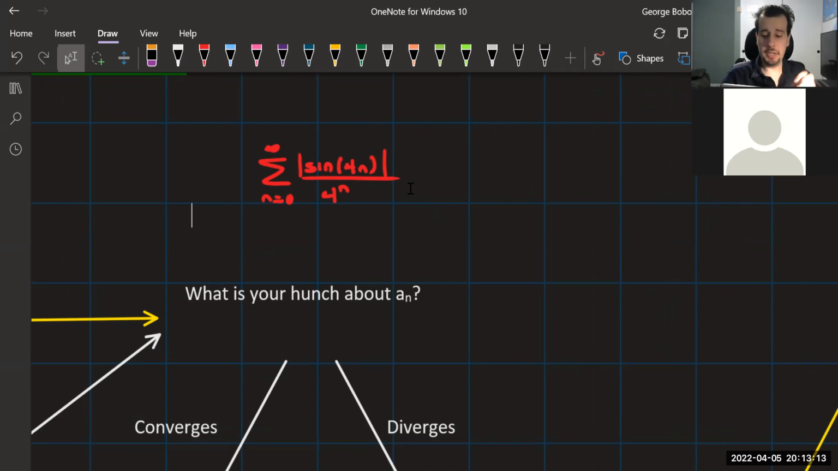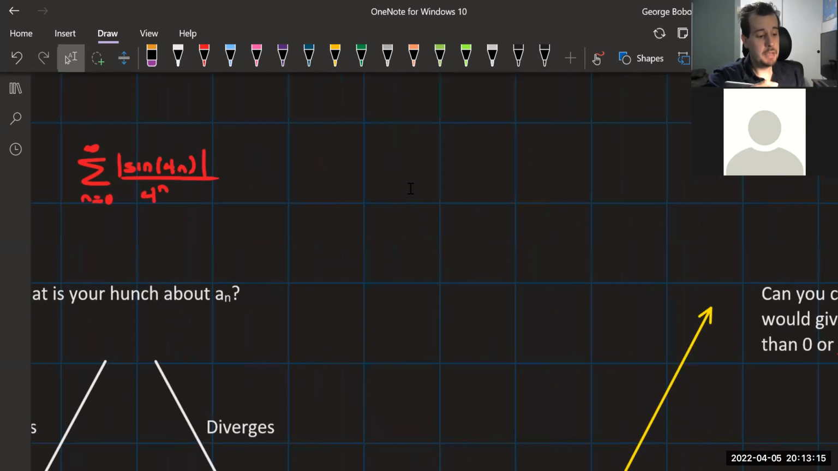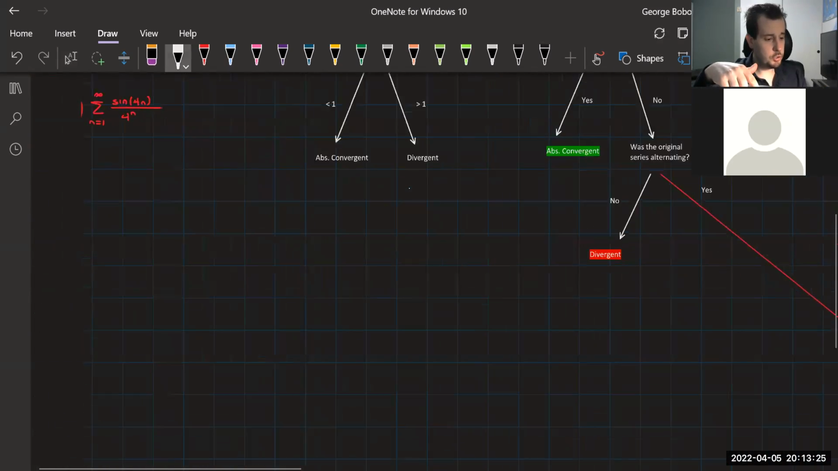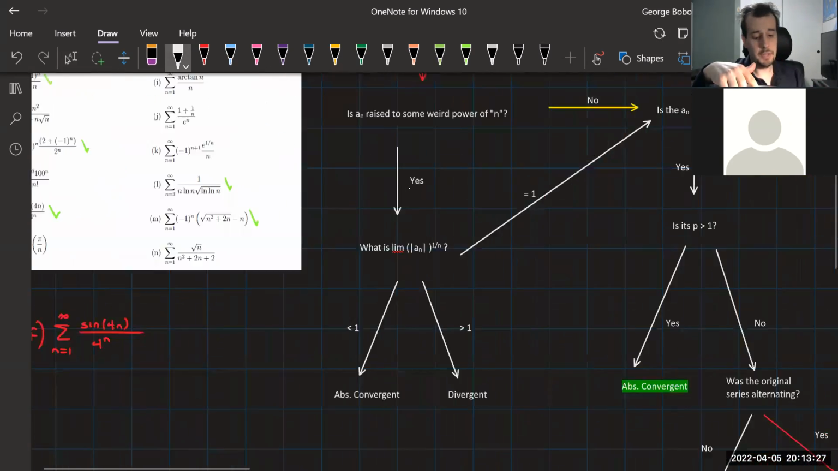What's the largest term you're going to add here? Take a look, right? What's the largest term you're going to add here? Think. For what value of n? 0. I think the series started at 0. Let me just check to make sure. It starts at 1. Okay, that's okay.